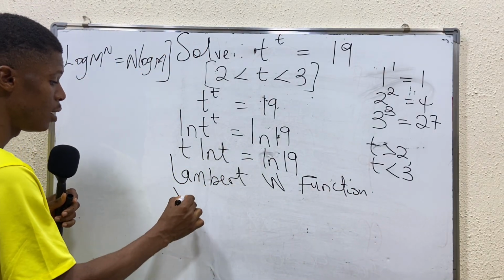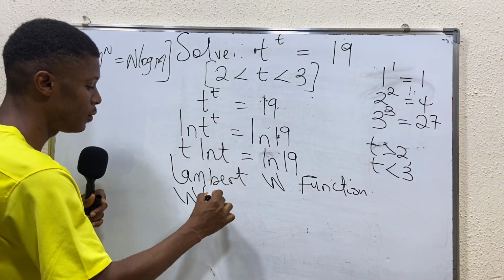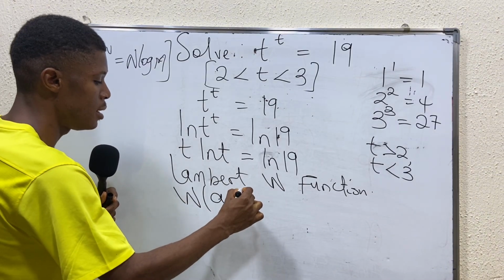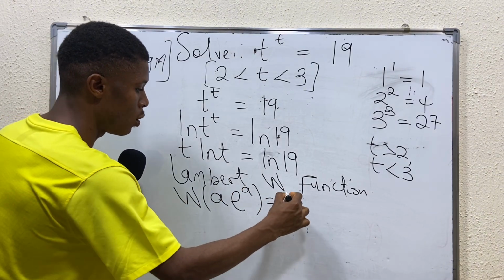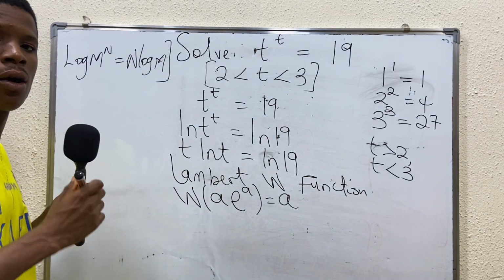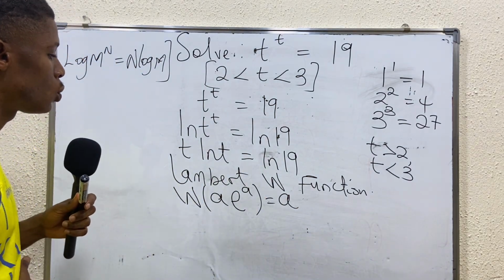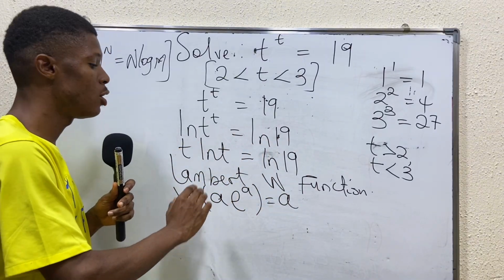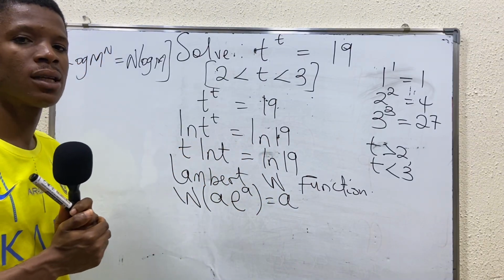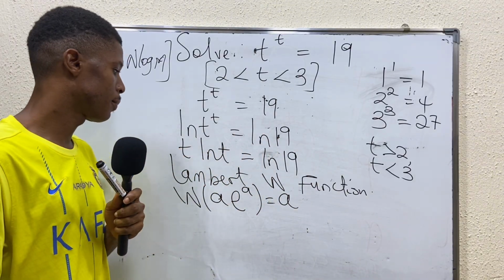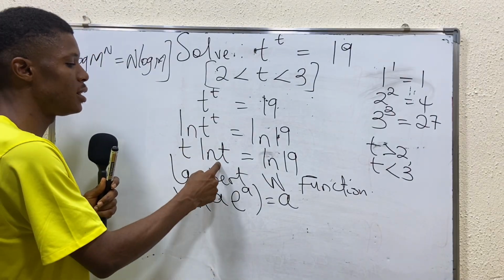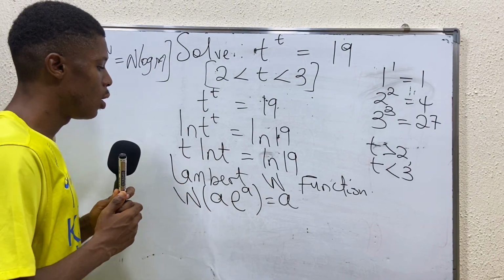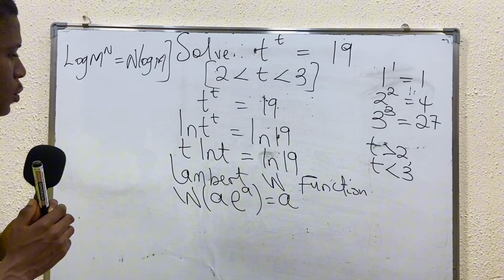It says that the Lambert W function of a e to the a is equal to a. So here our goal is now to express this particular function we have here in the form of the Lambert W function. So here we have t ln t is equal to ln 19. So what do we have to do?